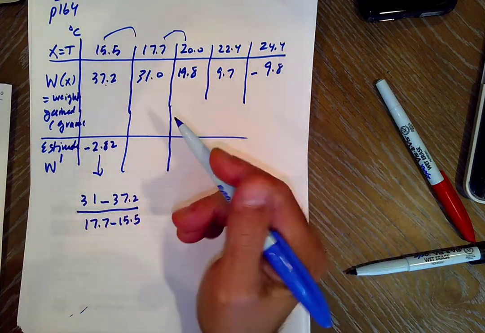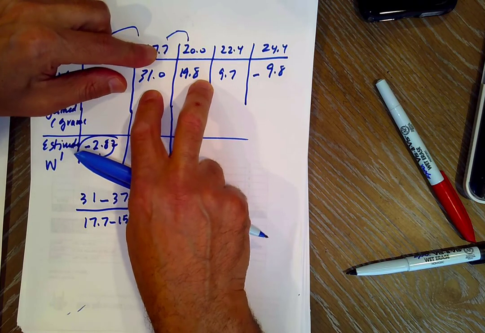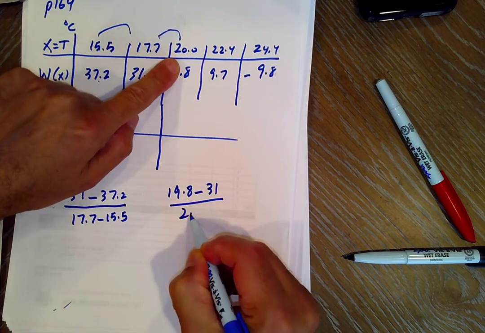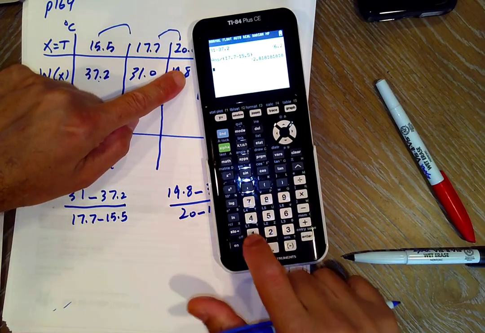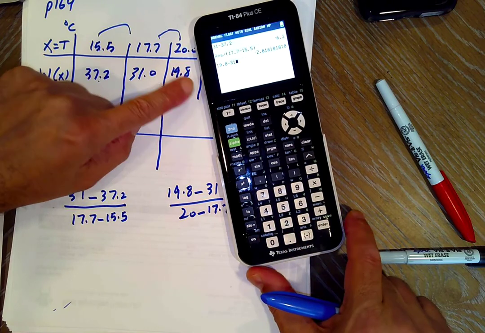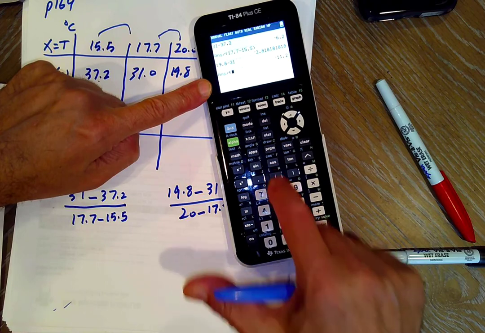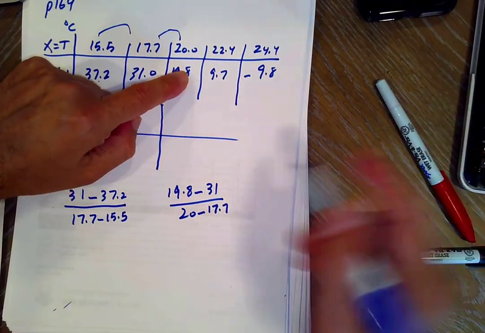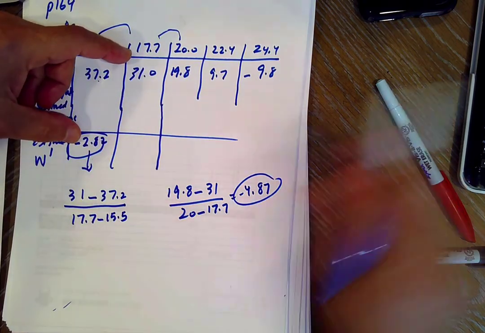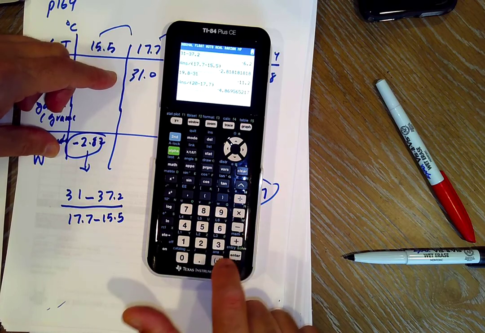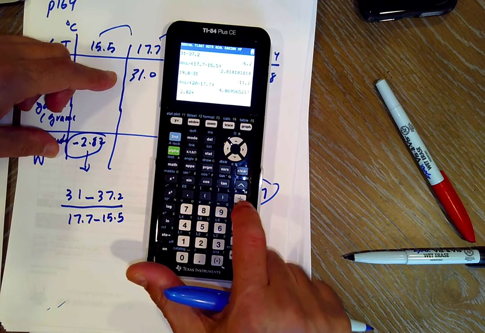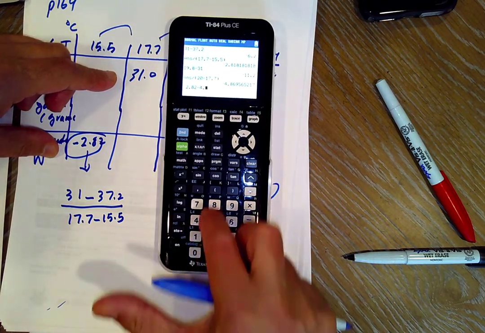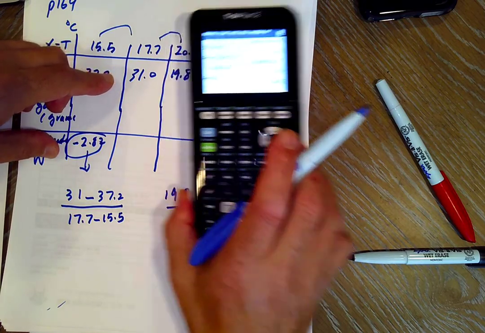In order to get a better estimate, we do the average. We take this from these two, we find that value, and then do their average. So that value would be 19.8 minus 31 over 20 minus 17.7. So 19.8 minus 31, and then divided by the change of 20 minus 17.7. So we got negative 4.87. Now we take this and do the average with that, and that's going to be your W prime. That's the best estimate we can come up with. So negative 2.82 minus 4.87, and then divide this by 2, and that's negative 3.84.